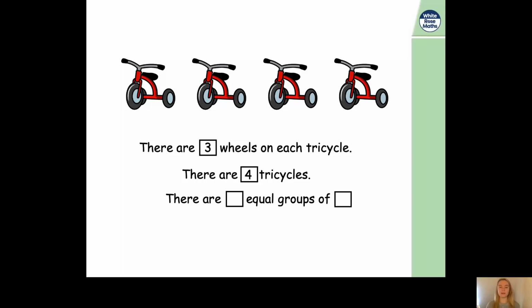Okay, let's see if you were correct. So there are one, two, three, four tricycles, so there's four groups, and they're equal. So if we know that there are three wheels on one, there's going to be three wheels on each tricycle. So therefore, there are four equal groups of three. Now, what would the number sentence be for this? Pause the video and see if you can have a go yourself. Okay, should we see if you are correct? So we are going to need to add three four times. Three plus three plus three plus three, which is 12.